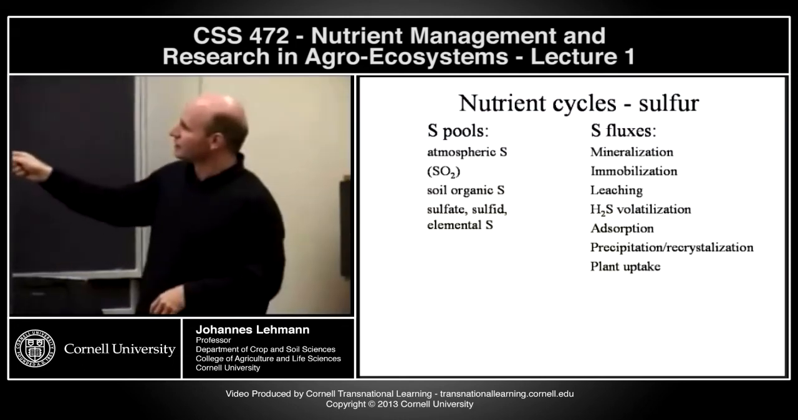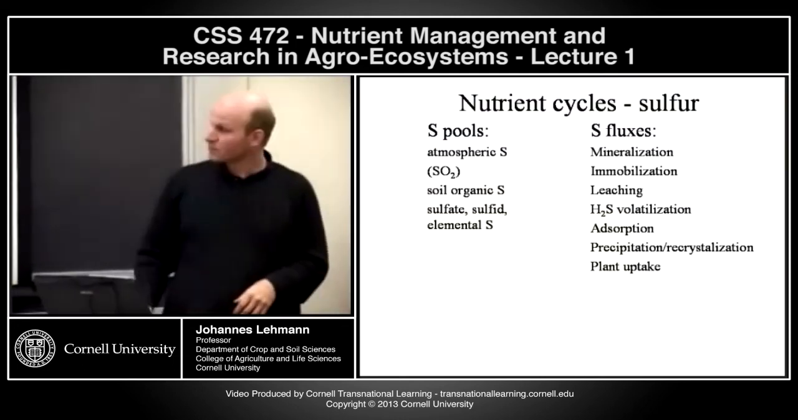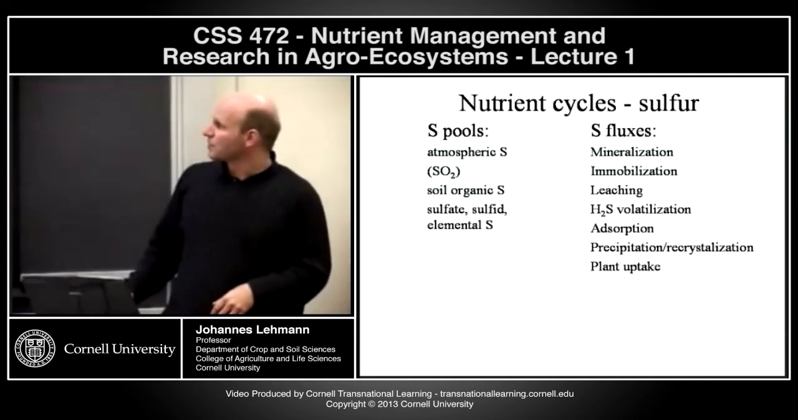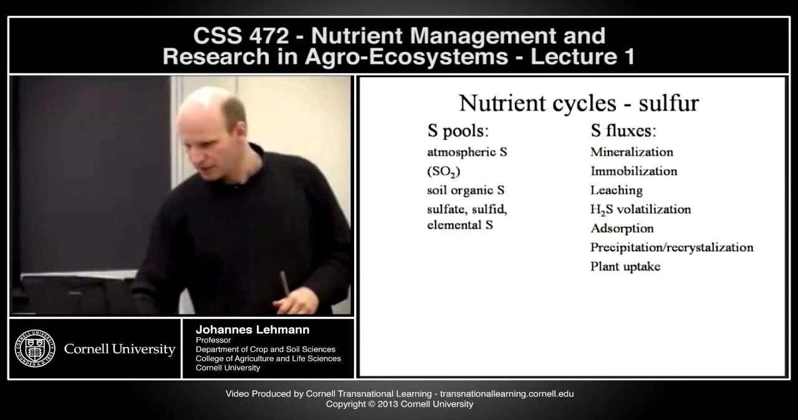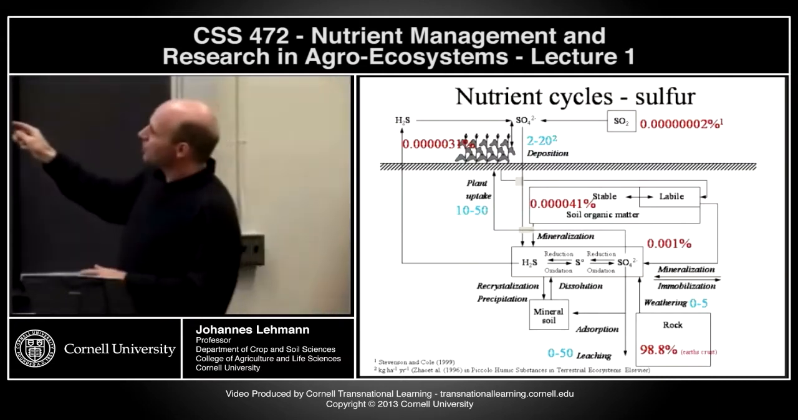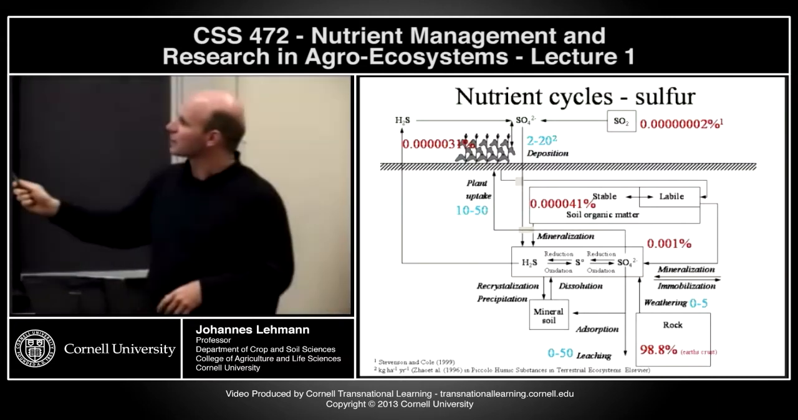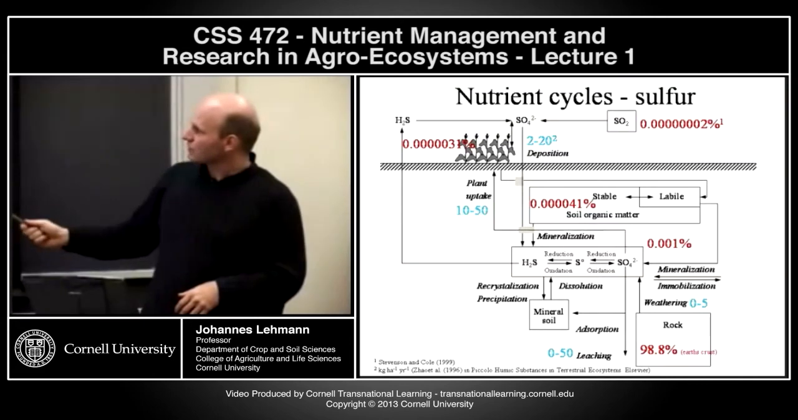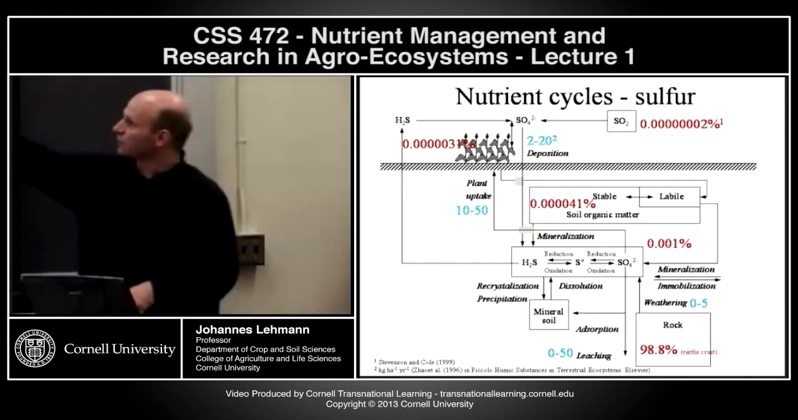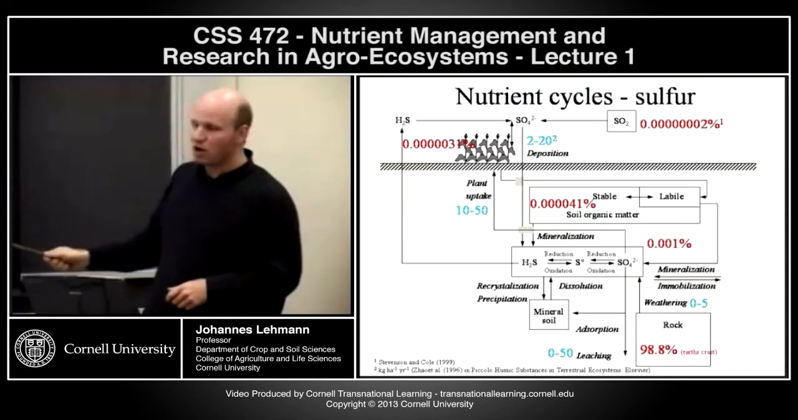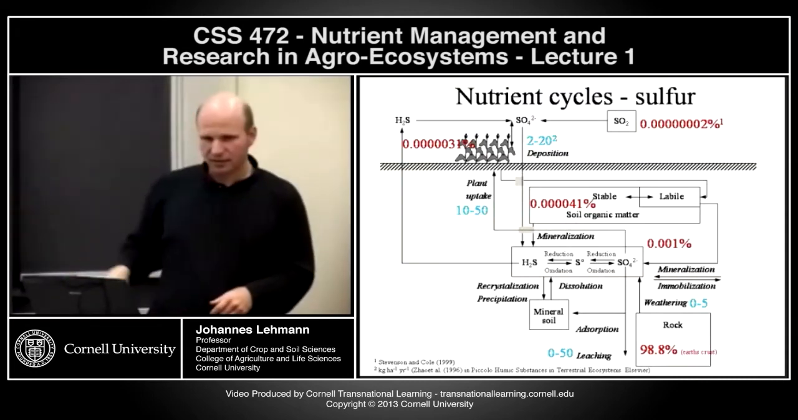You don't need to know that at this point. But important is that you can also have gaseous sulfur losses. Adsorption plays a role, precipitation, recrystallization, and plant uptake, of course. So you have, looks not too dissimilar from the nitrogen cycle, soil organic matter here, and mineralization to inorganic sulfur, uptake from the inorganic sulfur by the plants. You have precipitation and dissolution with a mineral soil.